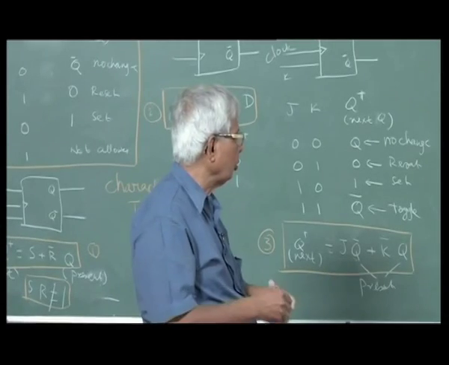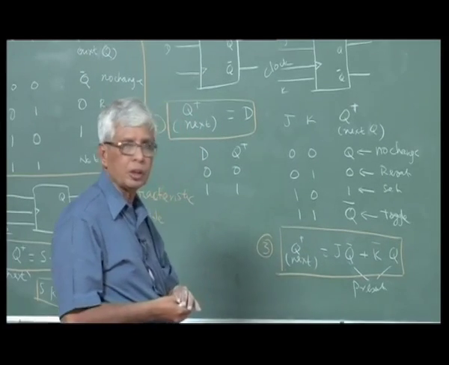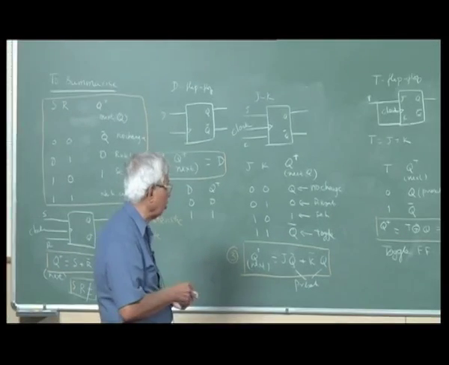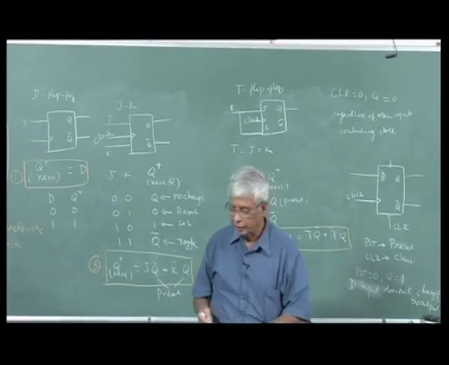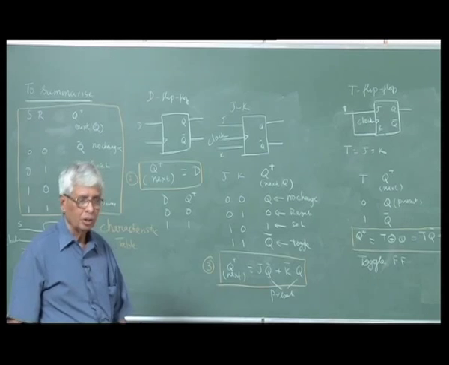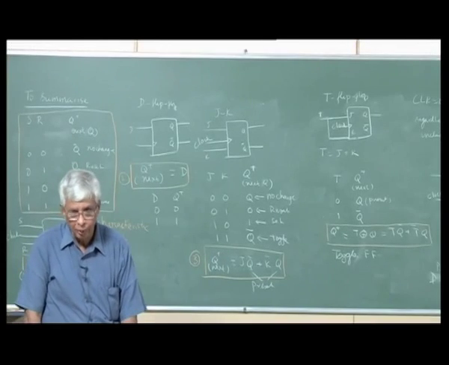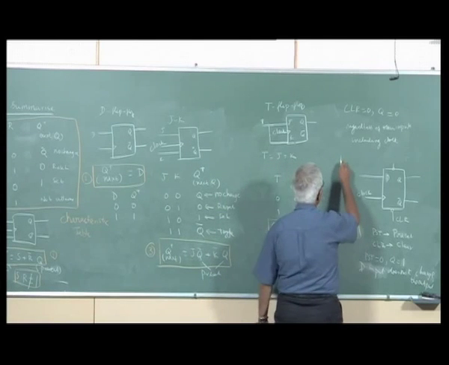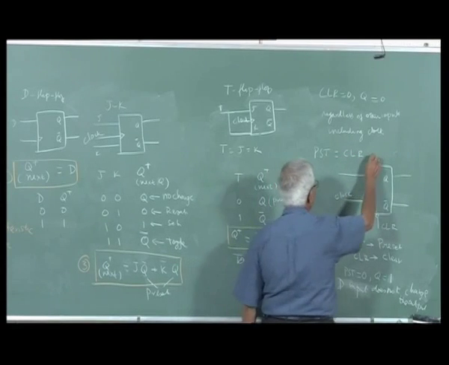Similarly, whenever you want your output to be 1 irrespective of the clock, irrespective of the other inputs, then you make preset to be 0. But both cannot be 0 at the same time because the flip-flop doesn't know. It's a confusing signal. You can't say preset 0 and clear 0. That means you want Q to be 1 and Q to be 0 at the same time, it is not possible. So this preset and this clear should not be both 0.